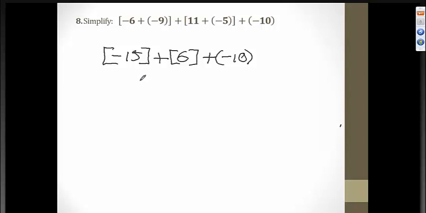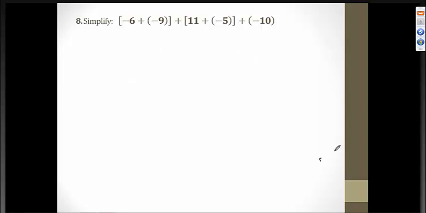Negative and a positive added means I find a difference. That would be 9. Now, the sign of 9 is going to be negative because the 15 is greater than the 6. And in reality, I'm dealing with absolute values of those numbers. Now, negative 9 plus negative 10 is going to be the sum of the two numbers, which is 19. And it's going to be negative because when I'm adding two like signs, I add and keep the sign of the addends. Number 9, we have a fraction raised to the fourth power.